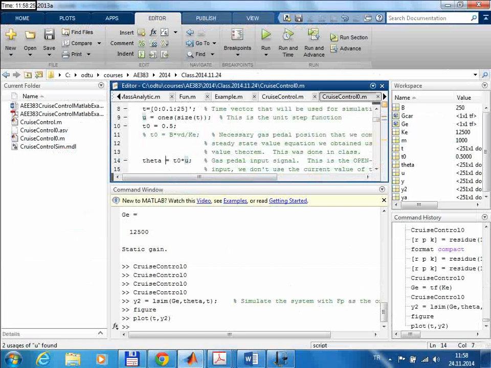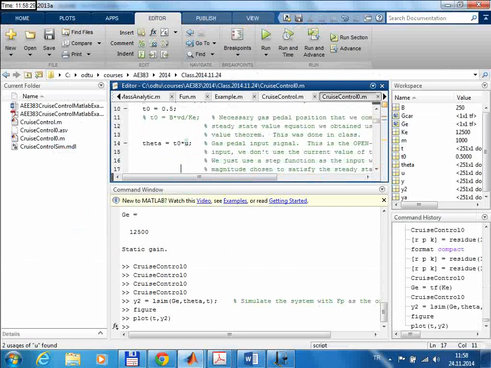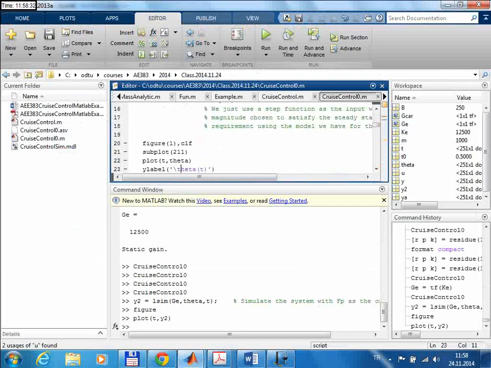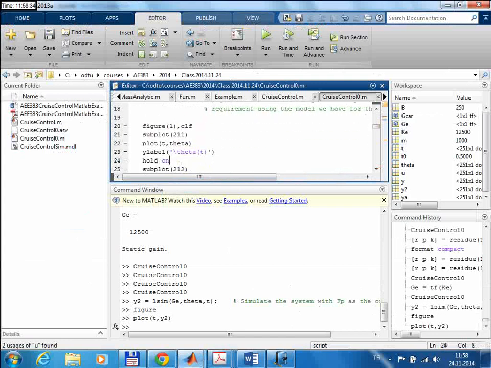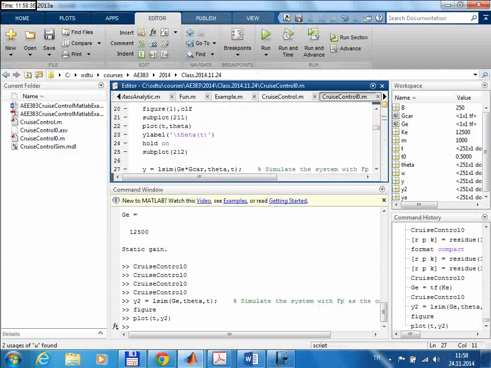So the gas pedal input is T0 times U. This is the unit step function again, and this is the magnitude of the step. Okay, and I want to plot the input. So this is the input applied to the car, to the gas pedal.